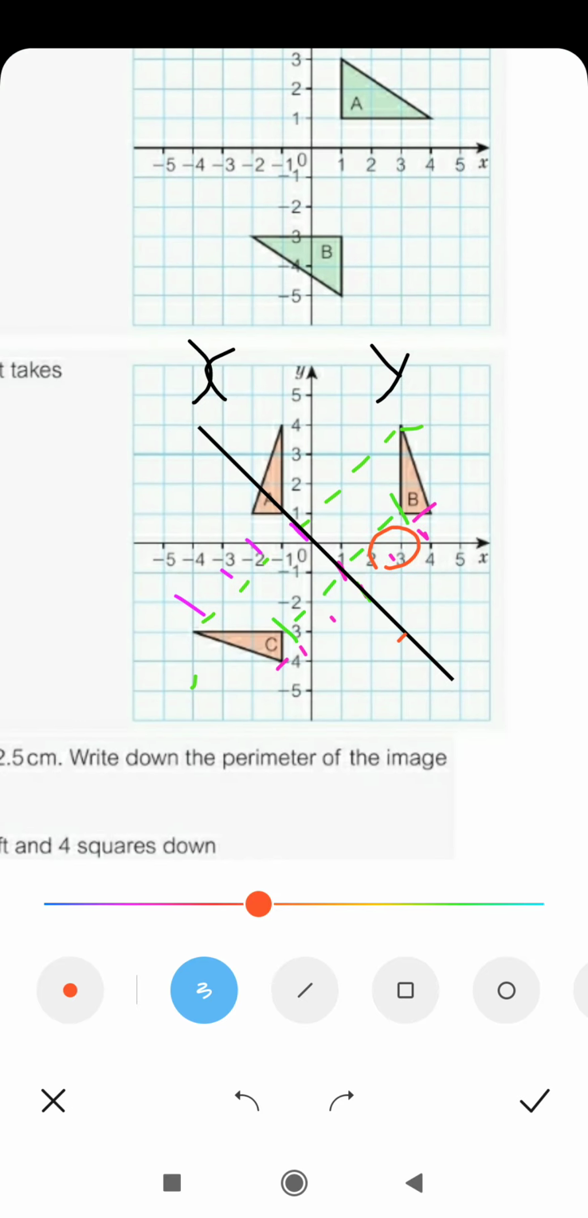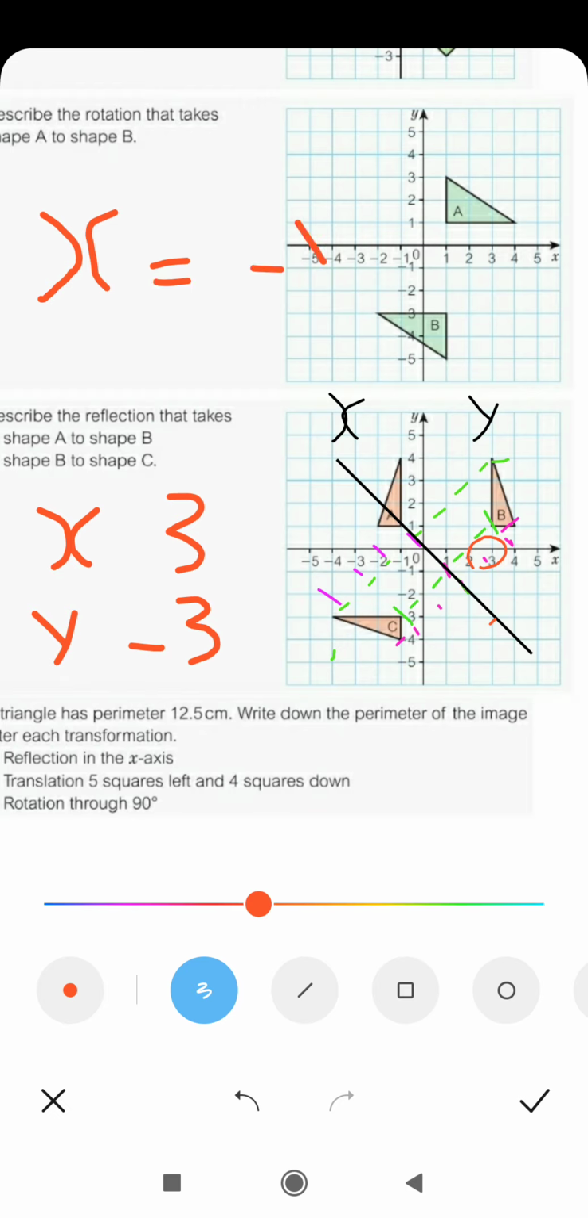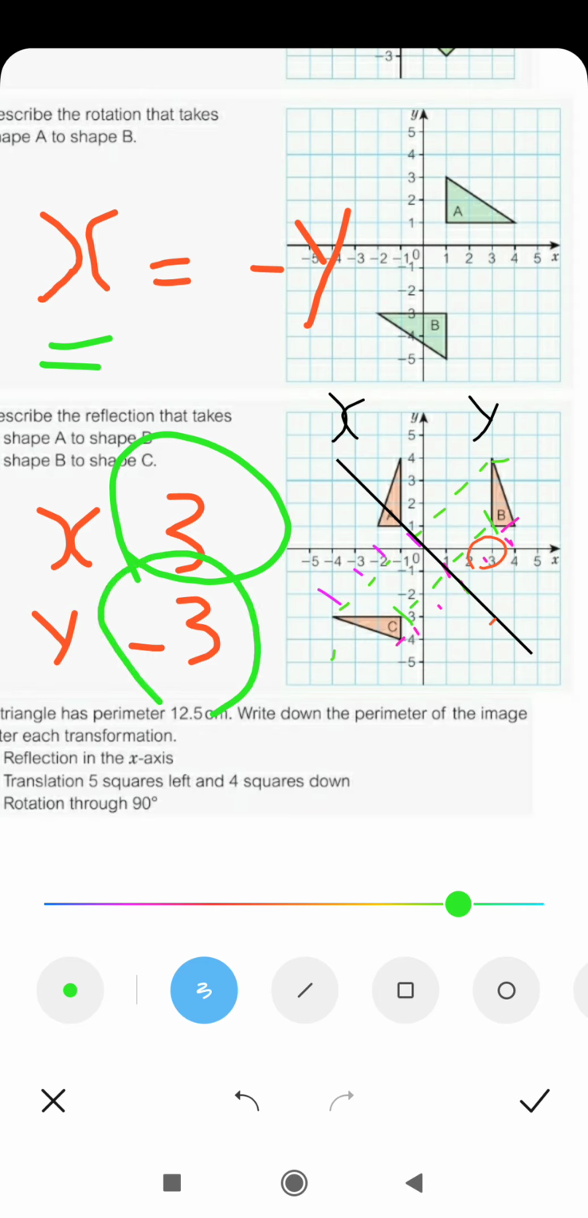X is 3 and y is negative 3. So you can say that x equals negative y. You see this? Because when you put 3 in the x, you have to say negative 3 in the y. Same thing for each point.